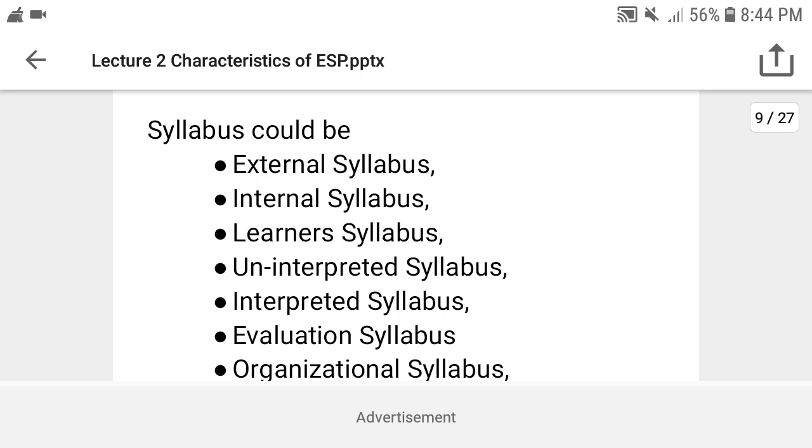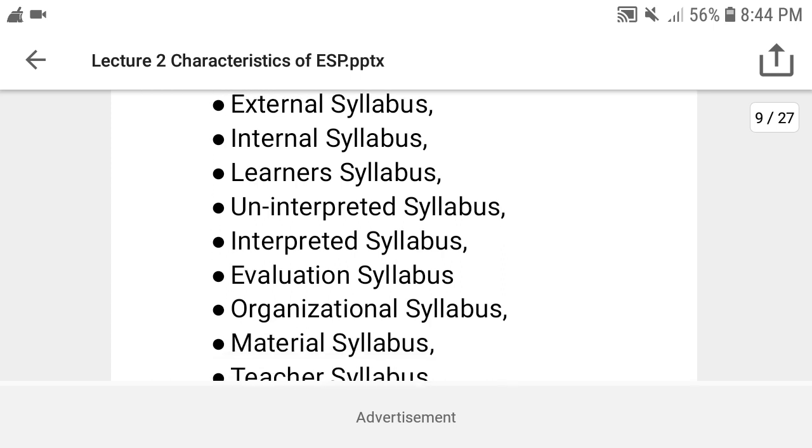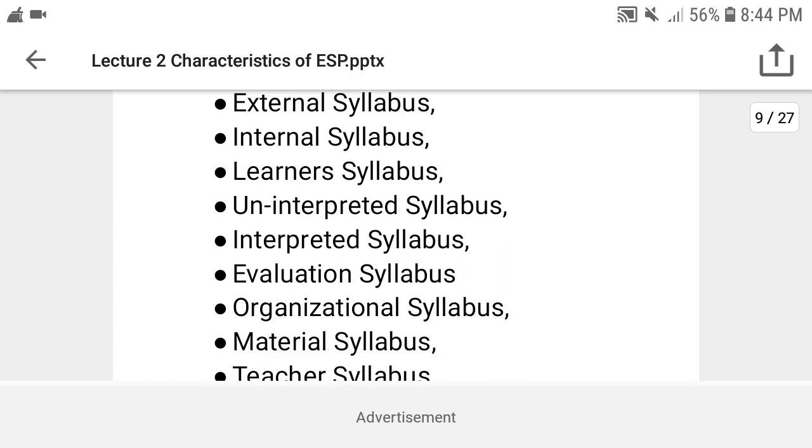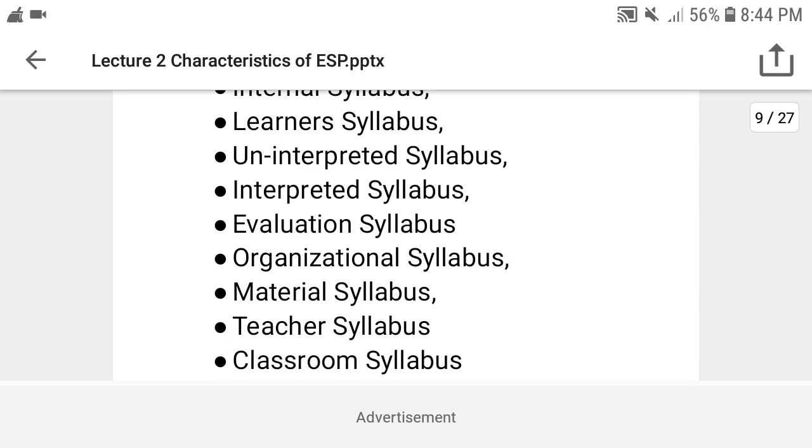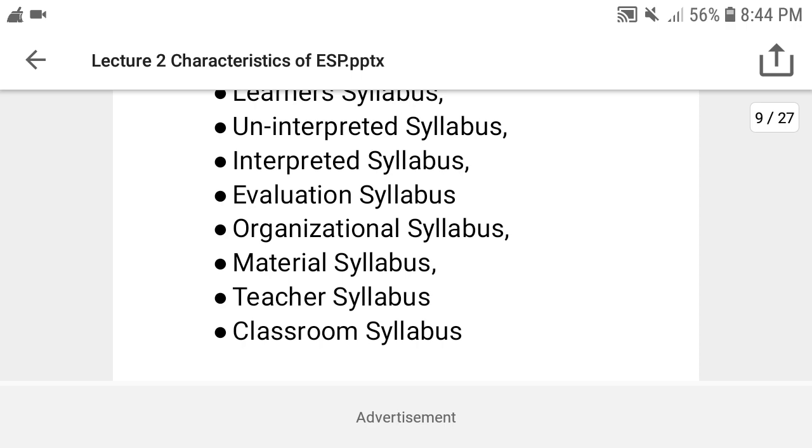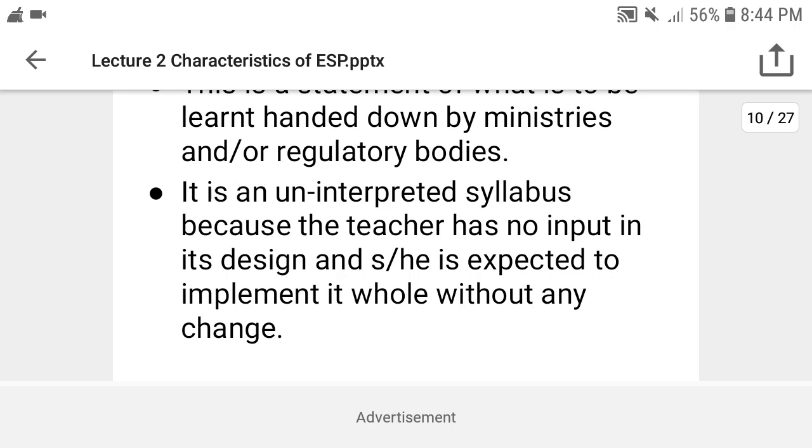Syllabus could be external syllabus, internal syllabus, learner's syllabus, uninterpreted syllabus, interpreted syllabus, evaluation syllabus, organizational syllabus, material syllabus, teacher syllabus, classroom syllabus.